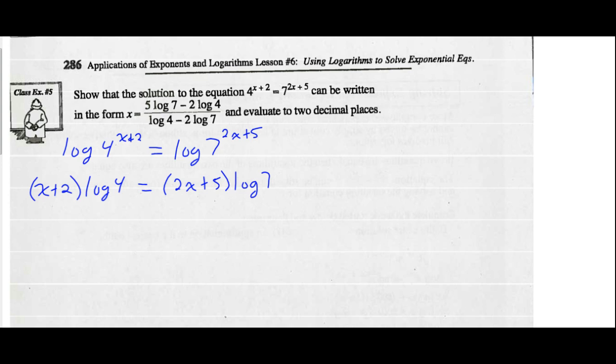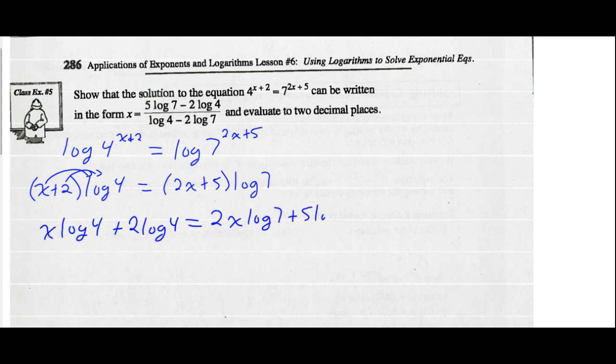And I can now use the distributive property, x times log 7 and x times log 4 and 2 times log 4. So x log 4 plus 2 log 4 should equal the same thing on the right side, 2x log 7 plus 5 log 7.